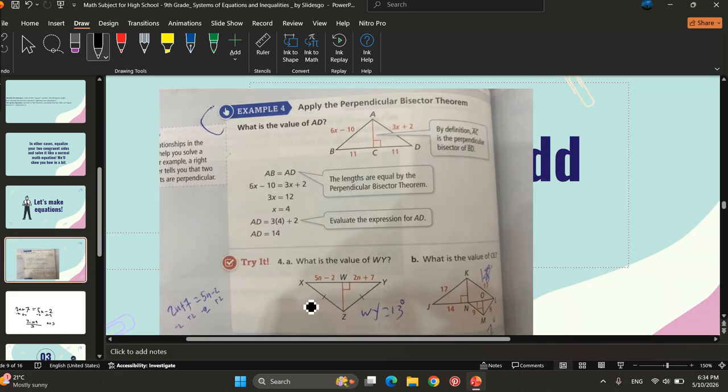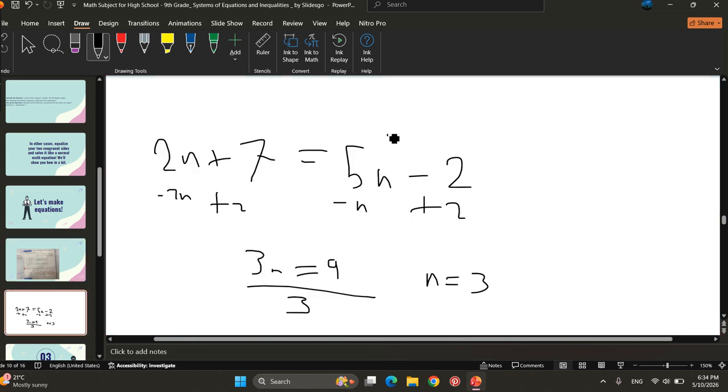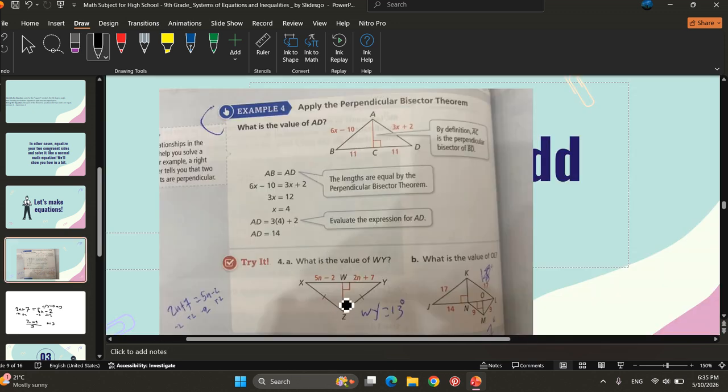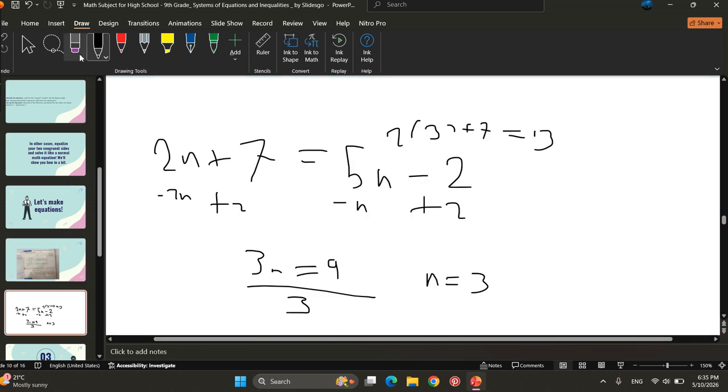Now let's go back to our equation. All you have to do is replace the n here with 3. So that means 2 times 3 plus 7. So 2 times 3 is equal to 6. So 6 plus 7 is equal to 13. So in that case, WY is going to be equal to 13. Now let's solve the second one. Let's erase our first example first of all.